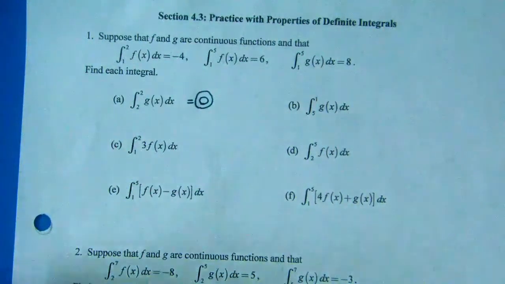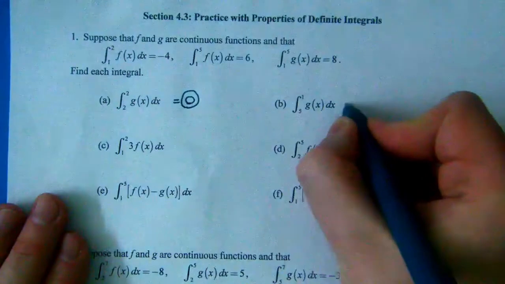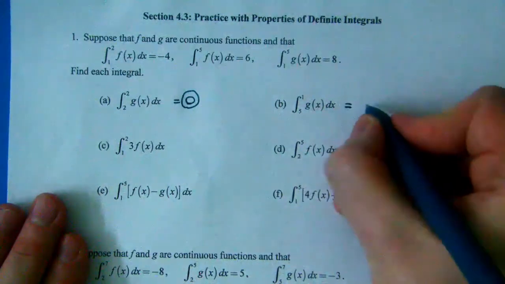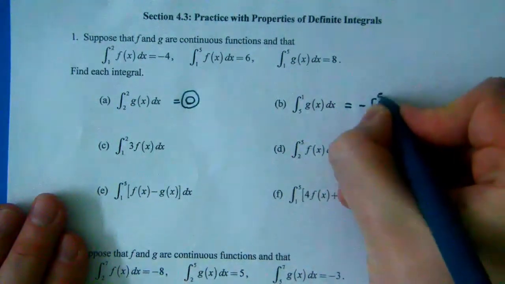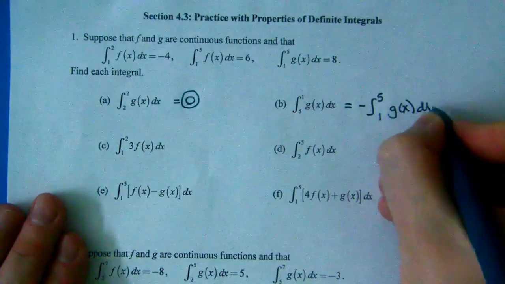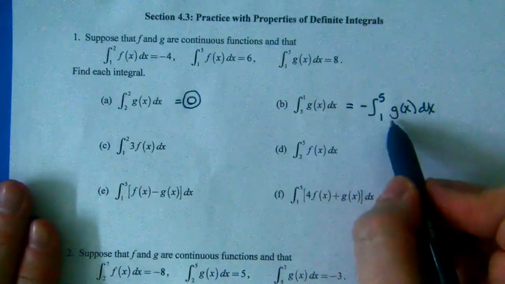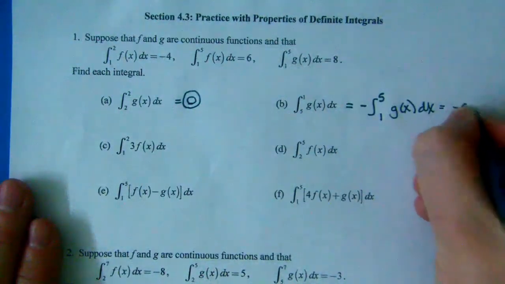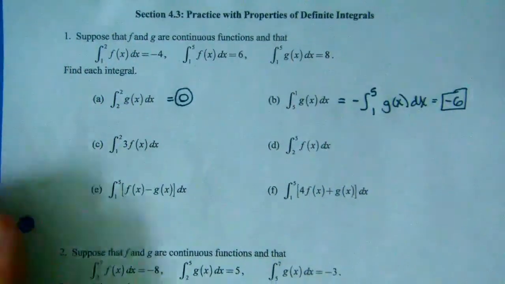To do letter B, I think we need to first use our property that says we can rewrite this. I can rewrite this as switch the limits and change the sign. I can make this negative the integral from 1 to 5 of g of x dx. I know the integral from 1 to 5 of g of x dx, that's 6. I'm going to change the sign of it. You're going to get negative 6.